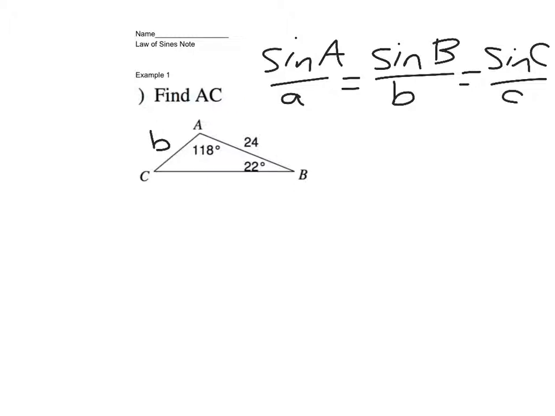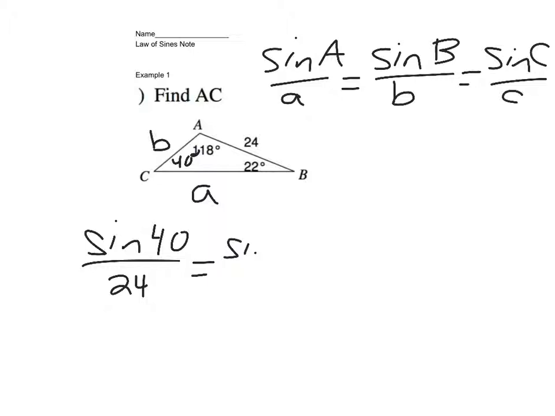We also have 118 degrees. This would be A, but we don't know that side. But we know the side across from C. So we're going to start out by finding angle C. So I'm going to do 180 minus 118 minus 22. And that's going to give me an angle of 40 degrees. So now I can say sine of 40 over 24 equals sine 22 over B.